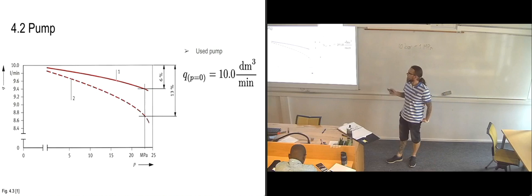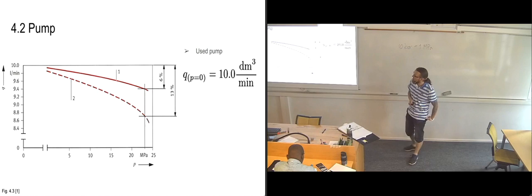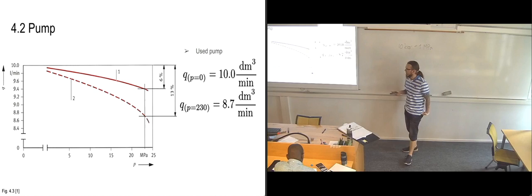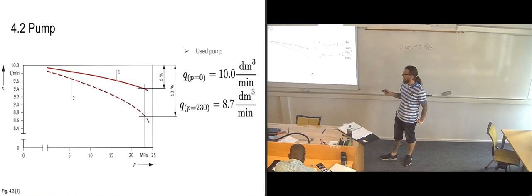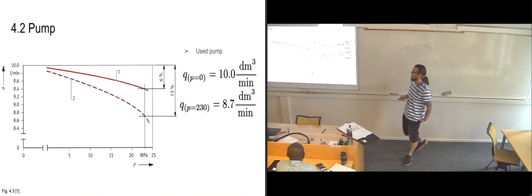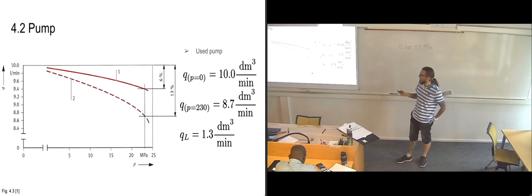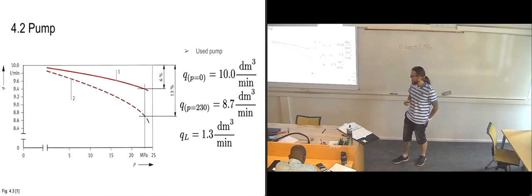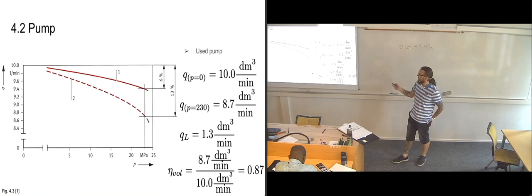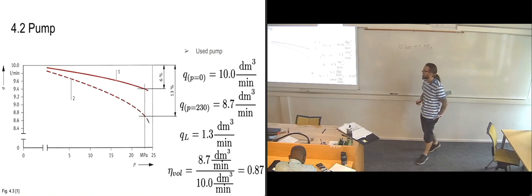So the used pump was also supposed to deliver 10 liters per minute at zero pressure. And if we get 230 in pressure, 23 megapascal on this line, when we are at this point, we go over and see we are approximately 8.7 there. It's a bit easier when you have it in your book where you can put a ruler across and just see where you're hitting. Which means that 10 minus 8.7 gives us 1.3 in leakage. So again, we do the actual volumetric flow rate divided by the optimum, and then we get 87% for this one. Which fits with 87% plus 13, then we get up to 100.